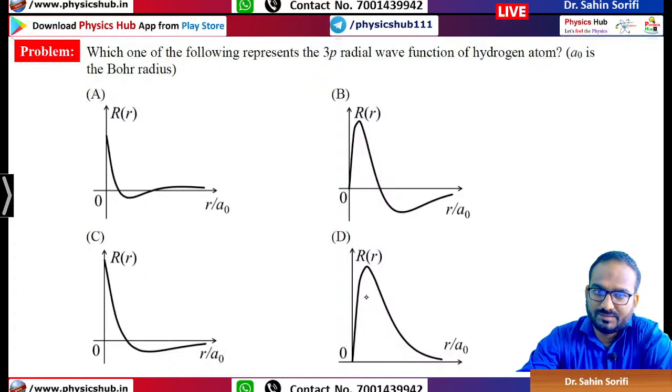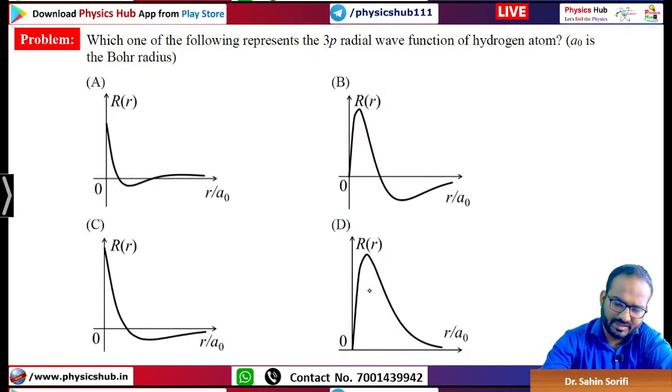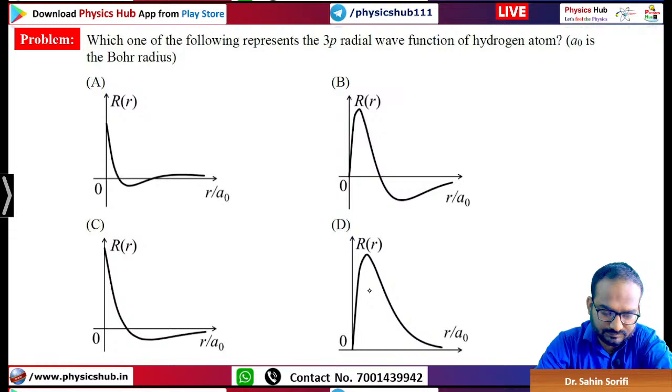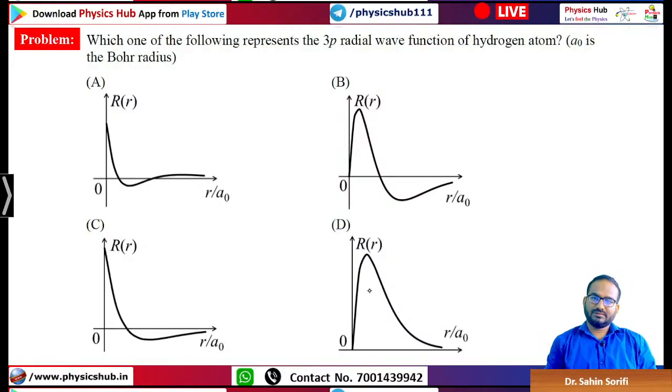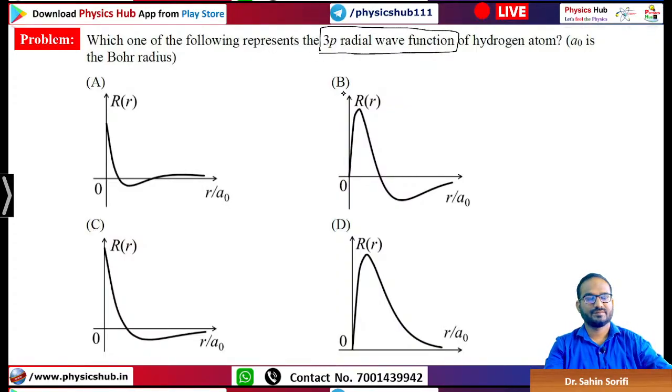Okay, which of the following represents the 3p radial wave function of the hydrogen atom? Give it a try. In the last case, 4 a naught for the 2p case. Yes. Now this is the test. Without looking at the previous graphs, you just tell me which of these following represents the 3p radial wave function of the hydrogen atom. So what will be your testing method to get the correct one?